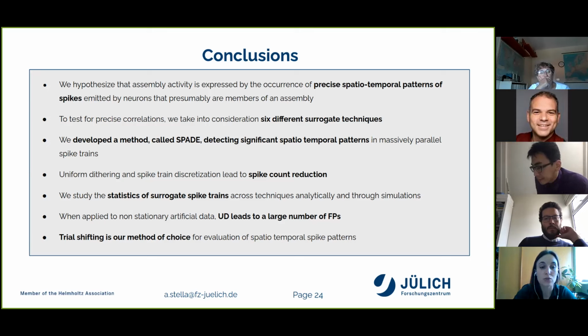So we decided to study the statistics of these alternative techniques analytically and through simulations. And we see that when applied to non-stationary data, uniform dithering leads to a large number of false positives. And concluding, one of the methods that we propose, trial shifting, is our preferential method for the evaluation of the significance of patterns in parallel spike trains.